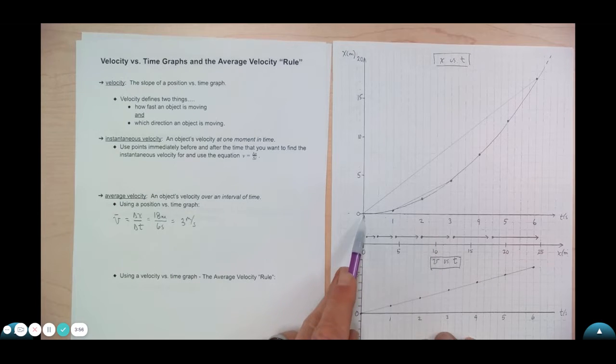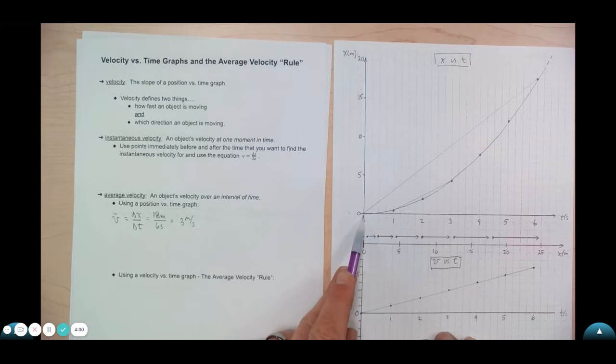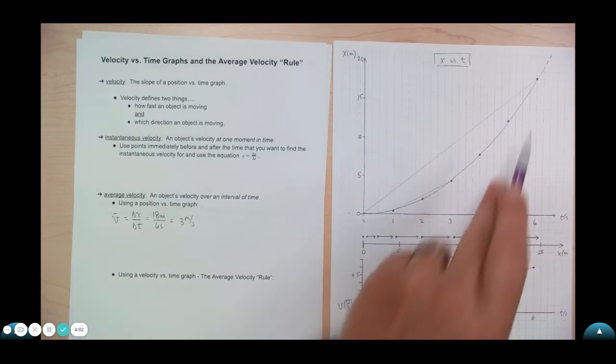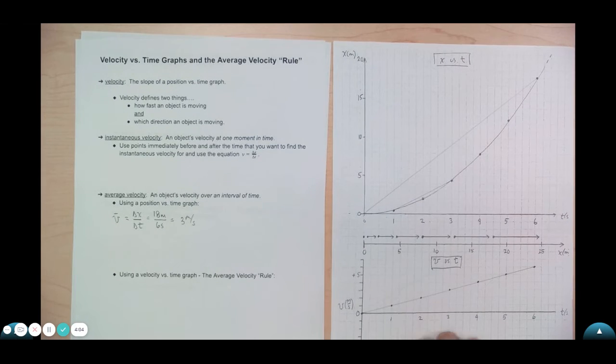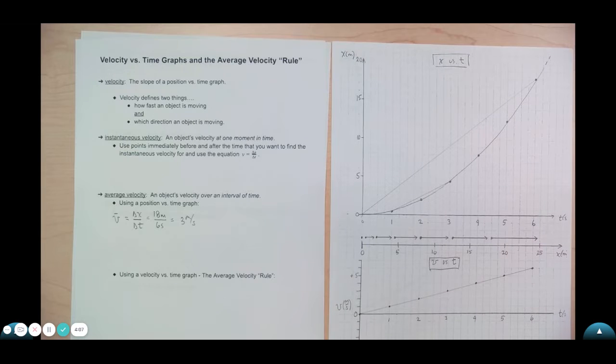Granted, at the beginning, the thing had a speed or a velocity much lower than 3 meters per second. It began at rest. By the end, it was probably going a lot faster than 3 meters per second. In fact, it was going 6 meters per second at 6 seconds, according to this graph. So the only time this thing had an actual velocity that matched up with its average velocity was right in the middle, which is sort of what you would expect.